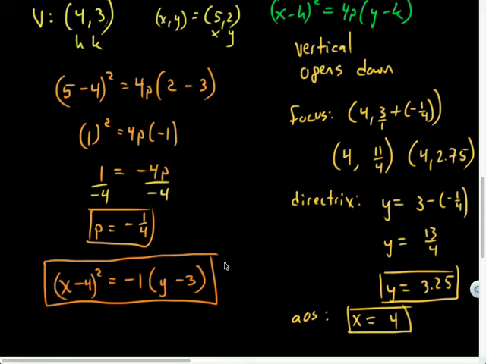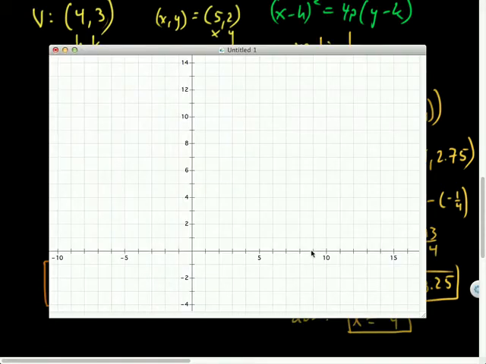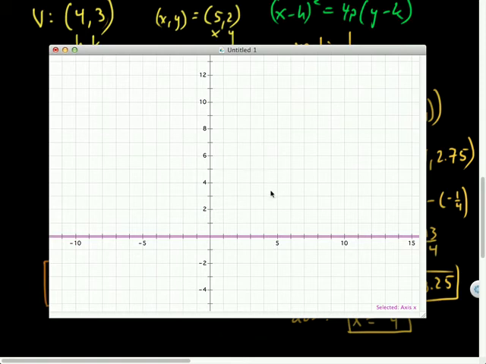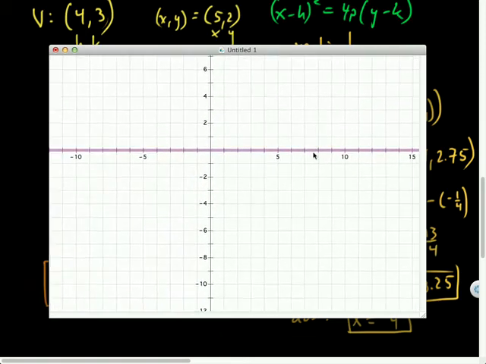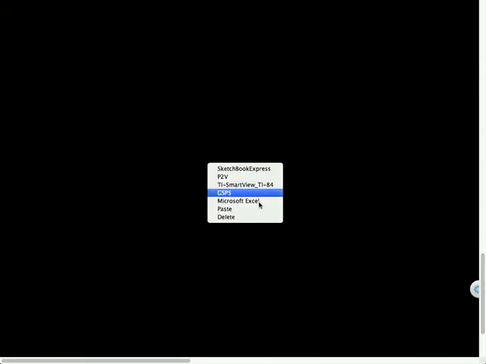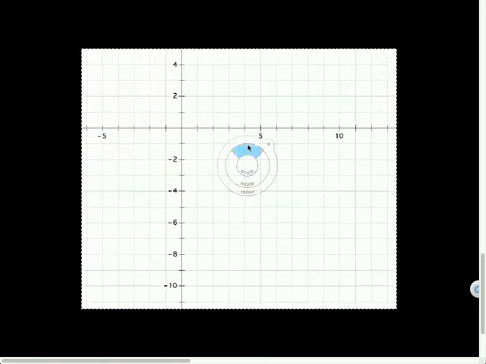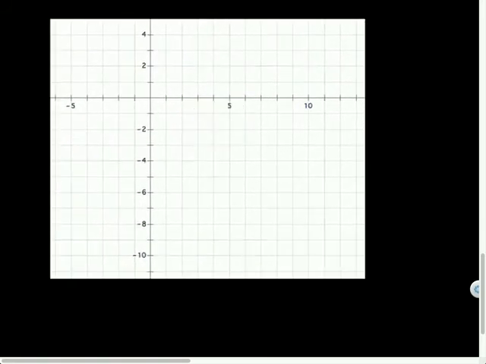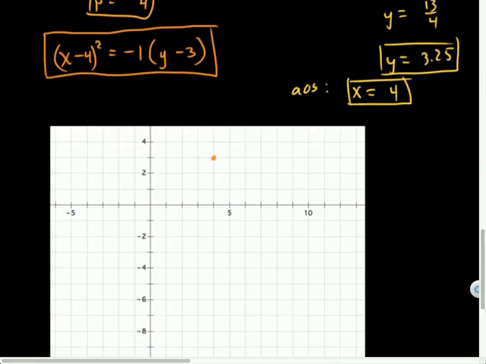And let's see, did they want us to graph it? Sure, they did. So let's do that. This is over 4 up 3, and it opens down. So something like that should do. So I'll paste, and let's plot some points. So the vertex is over 4 up 3. And this is actually going to be very small scale by the looks of things.